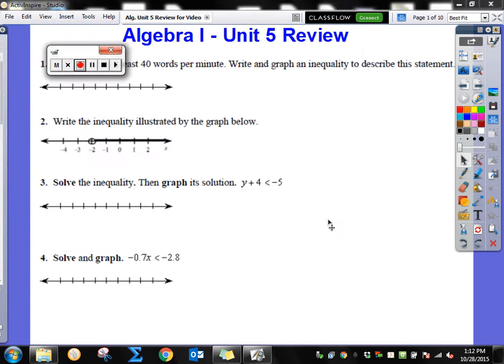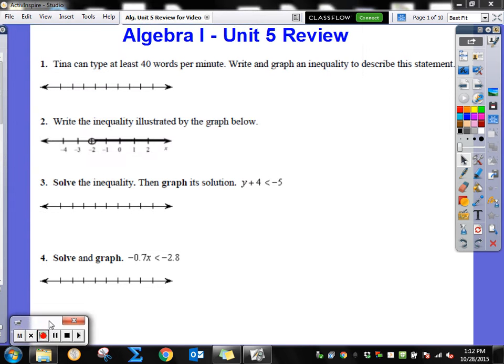This is the Algebra 1 Unit 5 test review, inequalities. Tina can type at least 40 words per minute, and we're going to write and graph an inequality to describe that statement. Well, at least means greater than or equal to. So we could say that, and you can use whatever variable you want. So x is greater than or equal to 40.